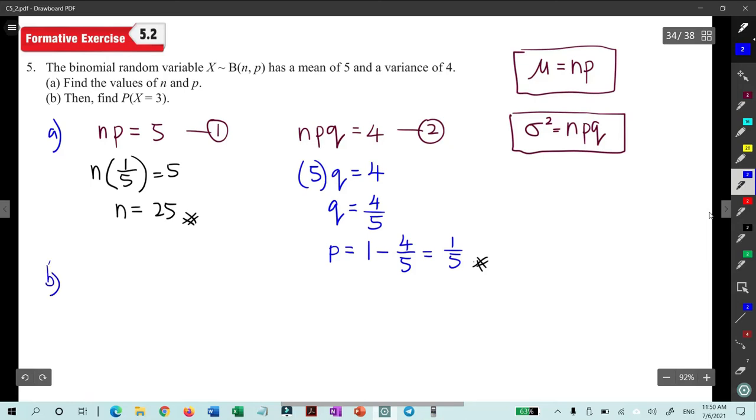For part B, we find P(X = 3). So the probability when X is equal to 3 is equal to, okay, n is 25, right? So 25 C 3, 0.2, or you can also write 1 over 5. So 1 over 5 to the power of 3, 4 over 5 to the power of 22.